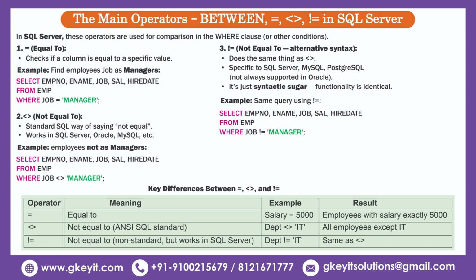Let's see the key differences between equal to, not equal to, and the other way of writing not equal to. Coming to equal to, example: salary is equal to 5,000. The result will fetch only the records where the employee has a salary of 5,000. Coming to the next operator, not equal to, is an ANSI standard. That is the main difference from the other one. Where department is not equal to IT, all employees except IT will be displayed.